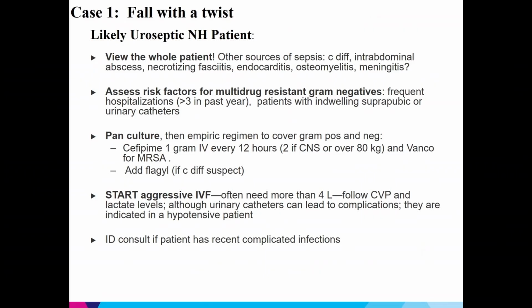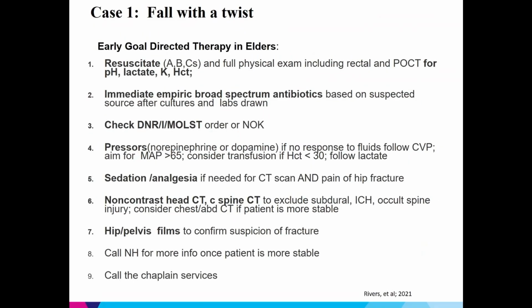We need to pan culture the patient and start broad in terms of antibiotics. A patient like this would be started on something like cefepime and vancomycin and add Flagyl if necessary. If you think C. diff is in the picture, you want to be aggressive with early goal-directed therapy, including IV fluids, and really consult your infectious disease providers as necessary, as our older patients tend to be at risk for more complicated infections. Again, a little bit more on early goal-directed therapy, in which you want to be aggressive, especially with our older patients who have good premorbid function.